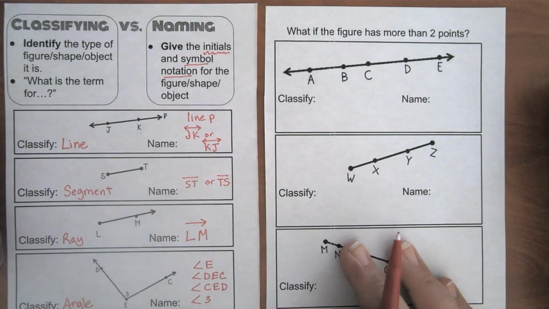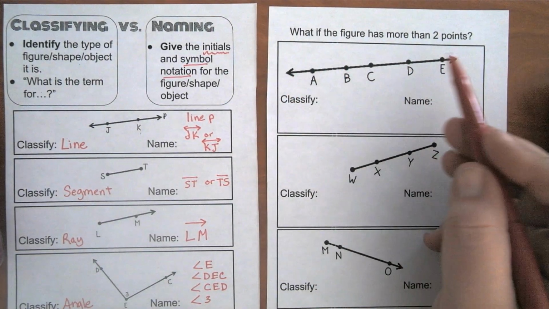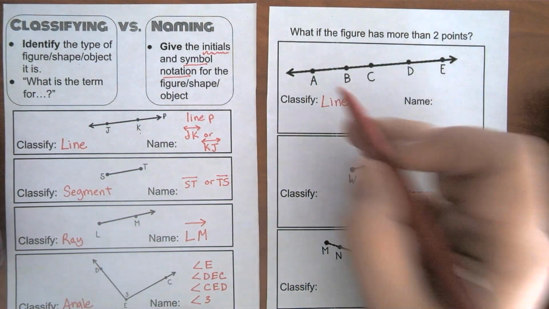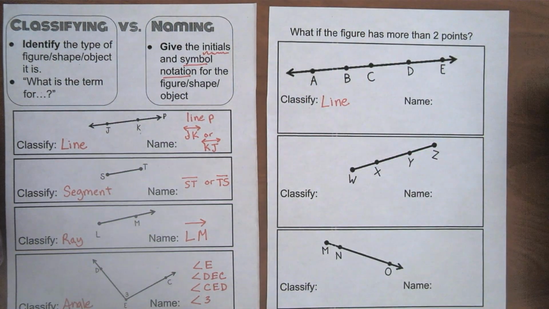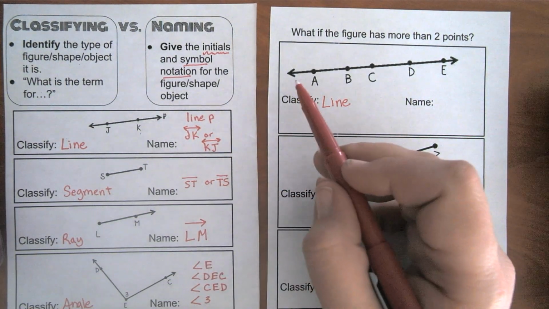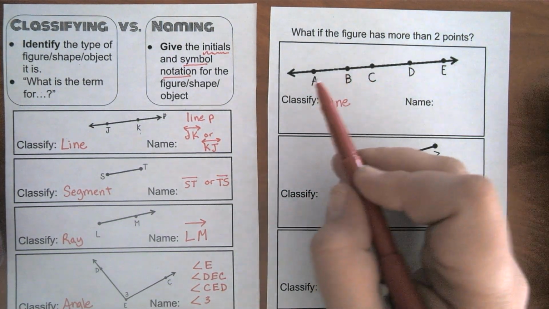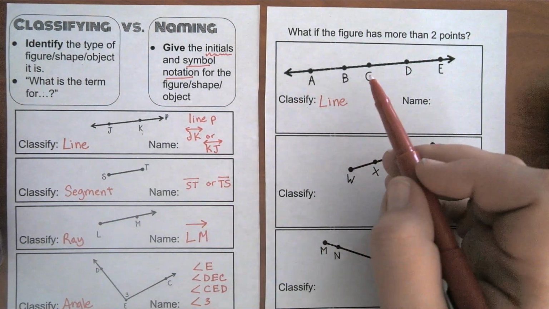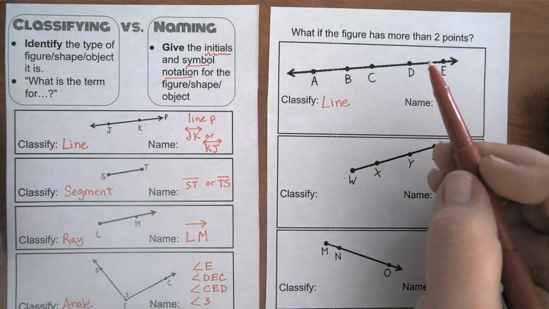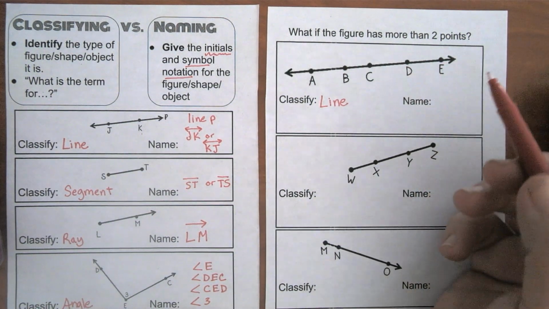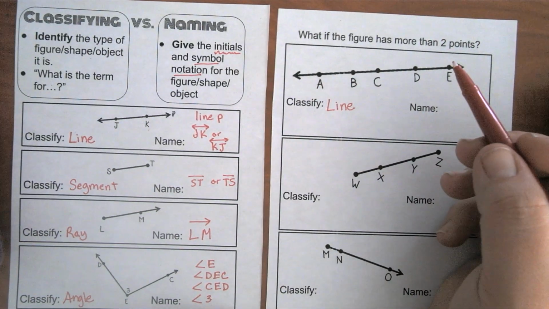So when I'm looking at the first one, this is definitely a line. It has arrows on both sides, so I'm going to classify it as a line. But it has 1, 2, 3, 4, 5 different points. All I need to do is pick 2. I can pick A and B, A and C, A and D, A and E. I don't even have to pick A if I don't want to. I can do B and C, B and D, B and E. I can also go the other way, E and D, E and C.